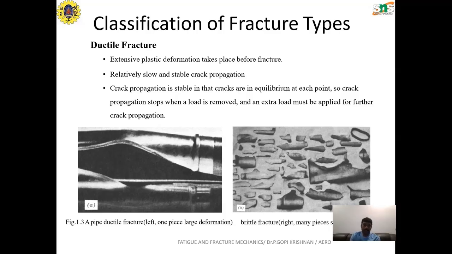So in the ductile fracture, it is relatively slow, and the crack propagation is very stable, but the crack propagation is unstable in the brittle fracture. That makes the difference between the brittle fracture and the ductile fracture. So the crack propagation is stable in that cracks are in equilibrium at each point. So the crack propagation stops when the load is removed, and an extra load must be applied for further crack propagation.